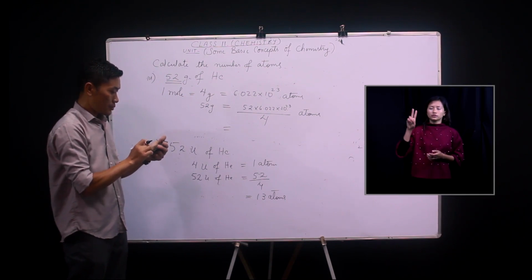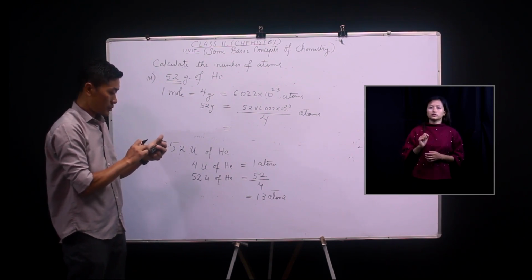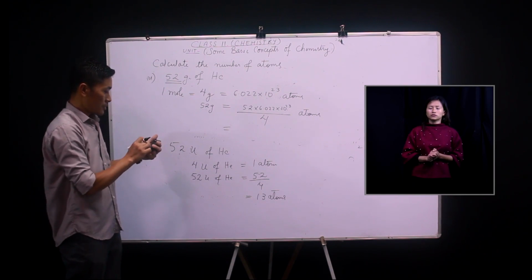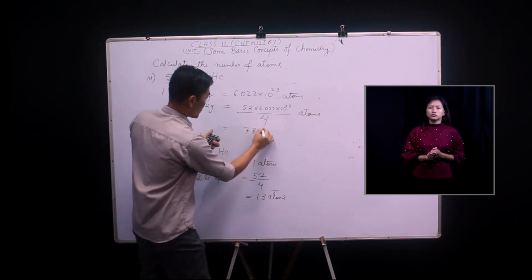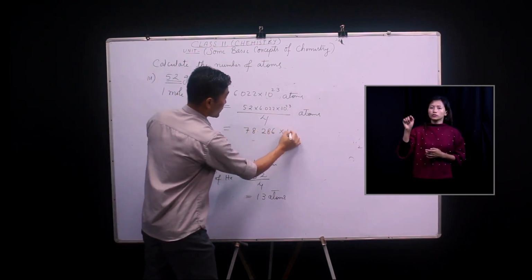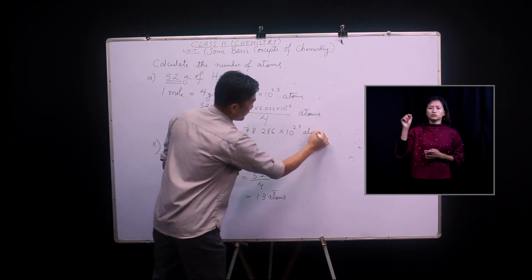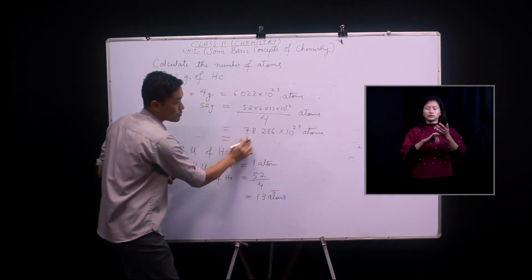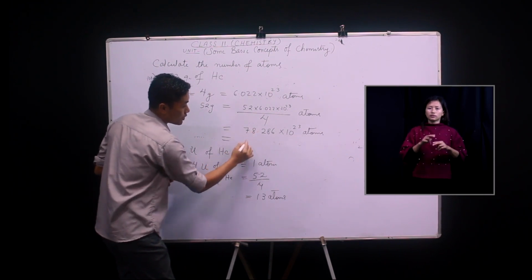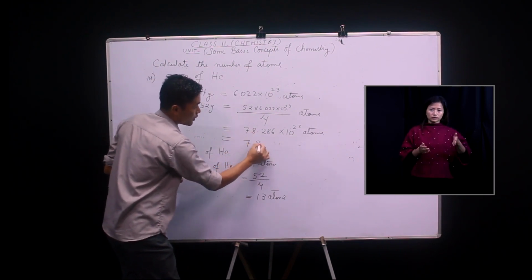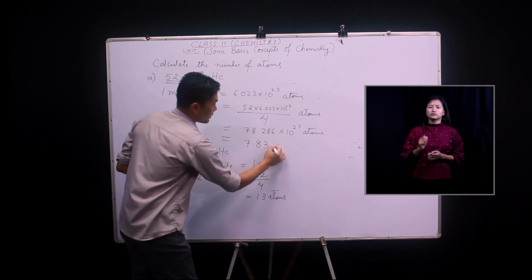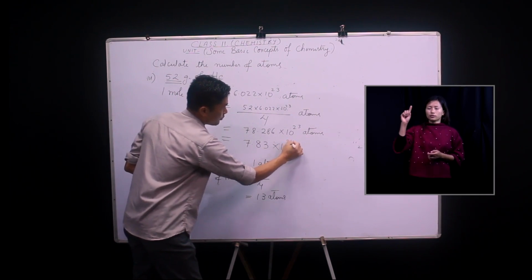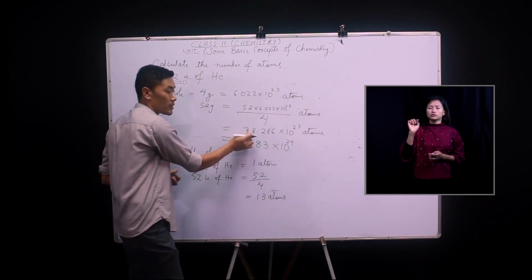So how much do we get here? 52 into 6.022 divided by 4. We will get 78.286 into 10 to the power 23 atoms. Now if we write this in standard form, this decimal will move 1 place to the left side. We get 7.8286, or we can round it up to 7.83 into 10 to the power 24, because the decimal has moved 1 place to the left side.